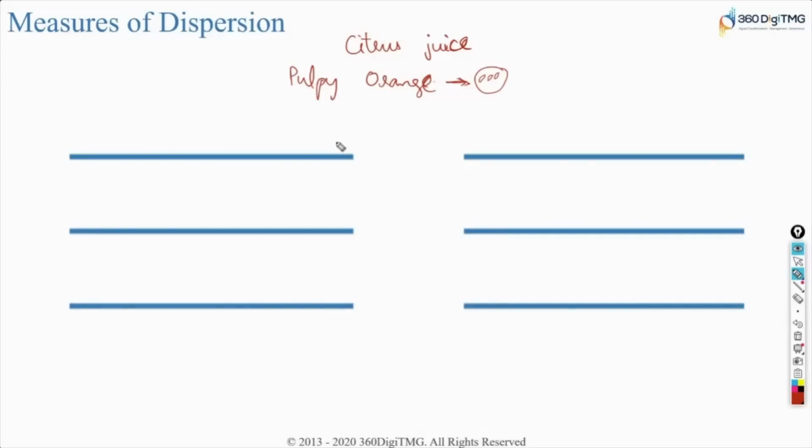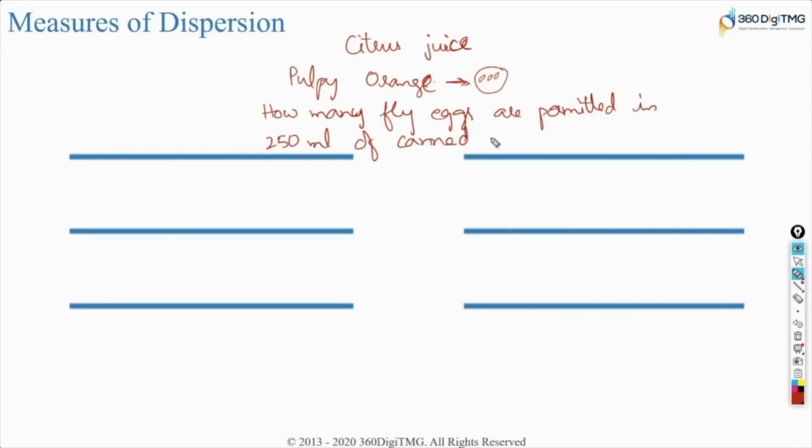But question to you all: how many fly eggs are permitted in 250 ml of canned citrus juice?